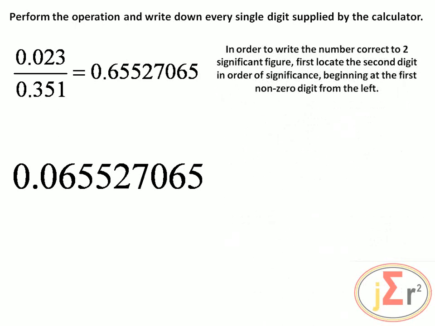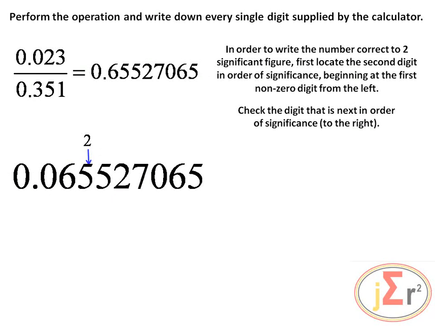In order to write the number correct to two significant figures, first, locate the second digit in order of significance, beginning at the first non-zero digit from the left. Therefore, we need to identify the second figure in order of significance, and we will begin at the first non-zero digit to the left. That is the first one that is not equal to zero. So we have these two zeros. We begin right here. 1, 2. So that is our second significant figure.